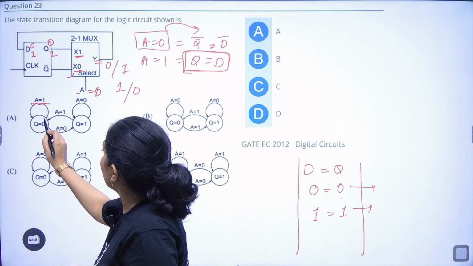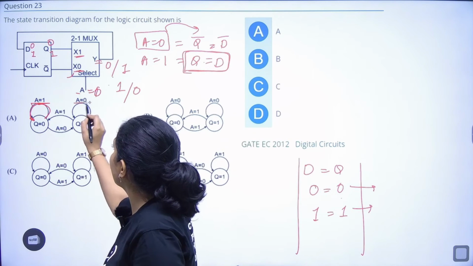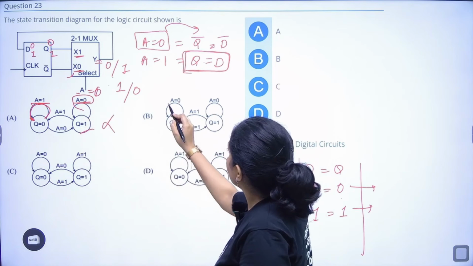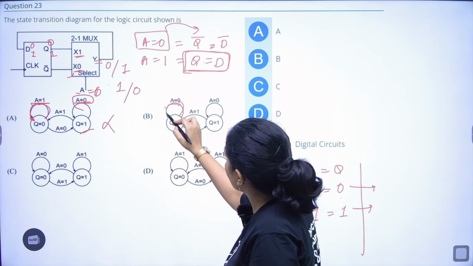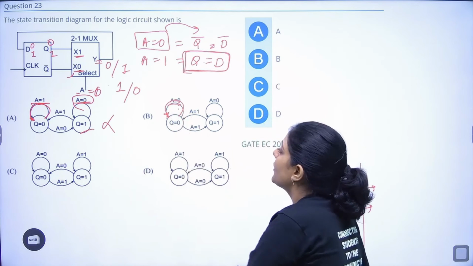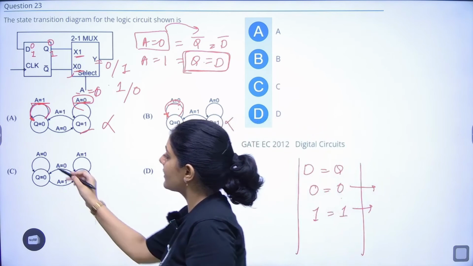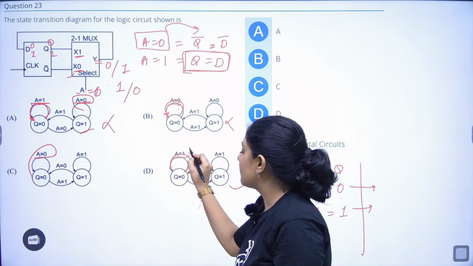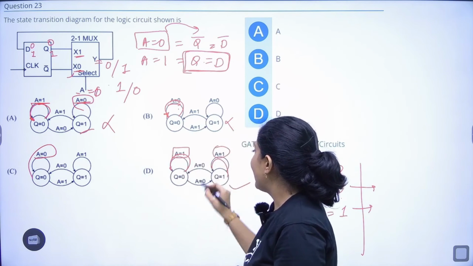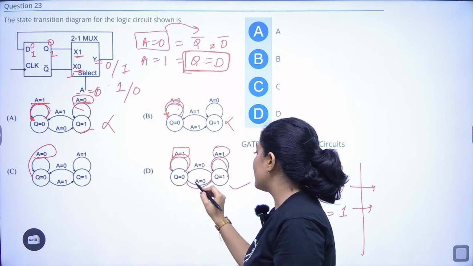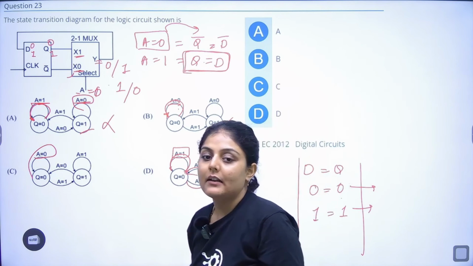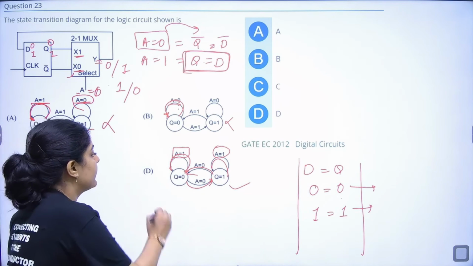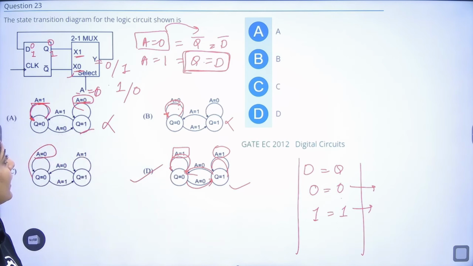Here A is equal to 1, moving on to the same state, correct. But here at A equal to 0, it's moving on to the same state, wrong. This is also wrong because it should stay in the same state when A is equal to 1. This is also wrong. Here it is also wrong. This one is correct. At A equal to 1, it is keeping the same state. And when A is equal to 0, they are moving to the other state. They are toggling, right? This is what is happening. So option D will be the correct answer.